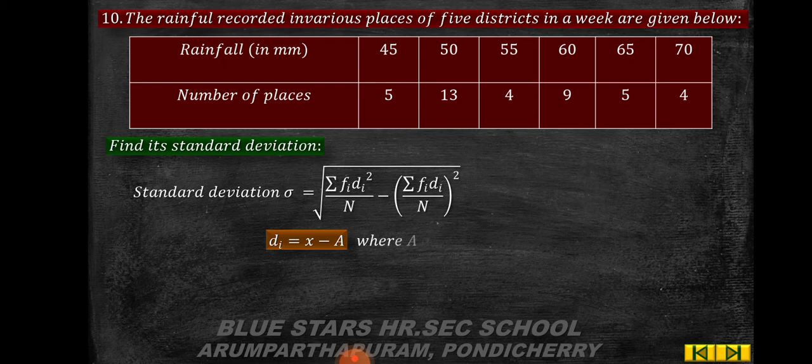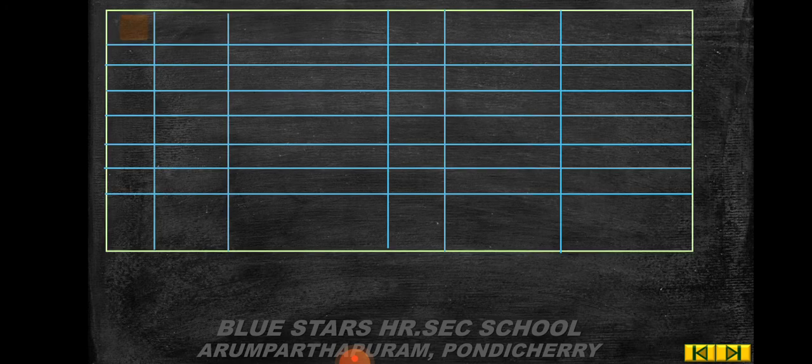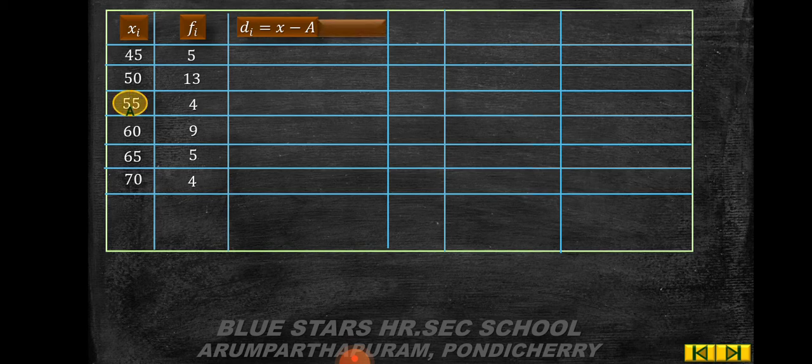di is equal to x minus a, where a is the assumed mean. So, put the tabular column and write the values of xi as given in the question: 45, 50, 55, 60, 65 and 70, and fi is 5, 13, 4, 9, 5, 4. Next, you have to find di. So, di is equal to x minus a. Here the assumed mean is 55.